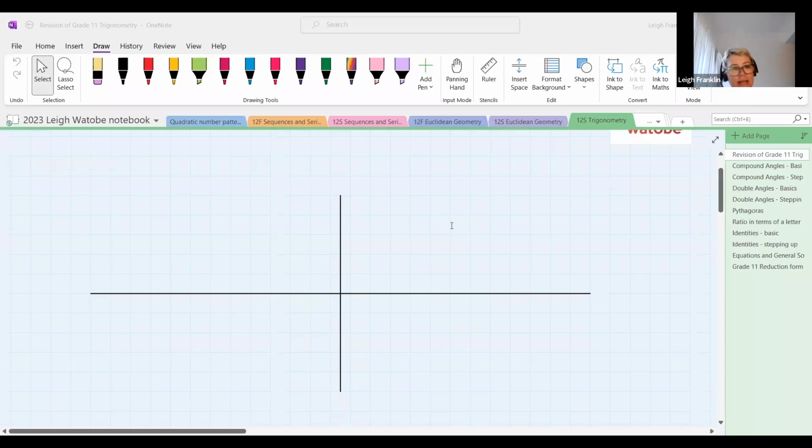Okay, guys, so let's get underway. What I want to do with you before we get into the work on compound angles and double angles is some revision on what we need to know from grade 11, because our reduction formulae, our cofunctions and a few other bits and pieces are really important.